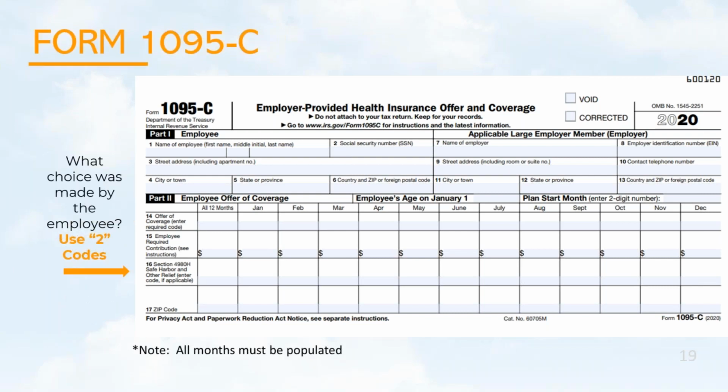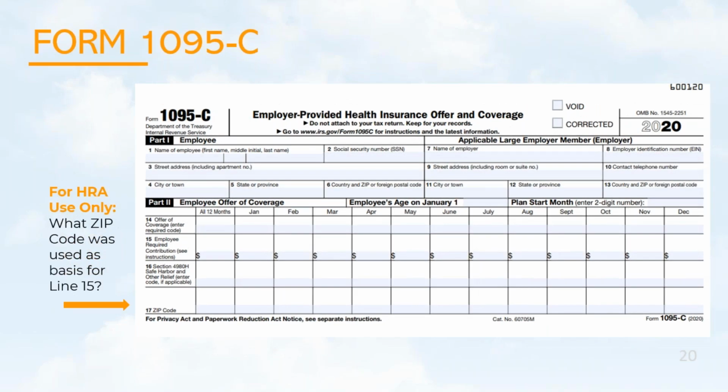then we go to line 16, and that says what choice was made by the employee. This is where you use the 2 codes. And that's important because it will tell them whether or not the person refused your coverage or if they were not eligible for your coverage. Again, here, all the months must be populated.